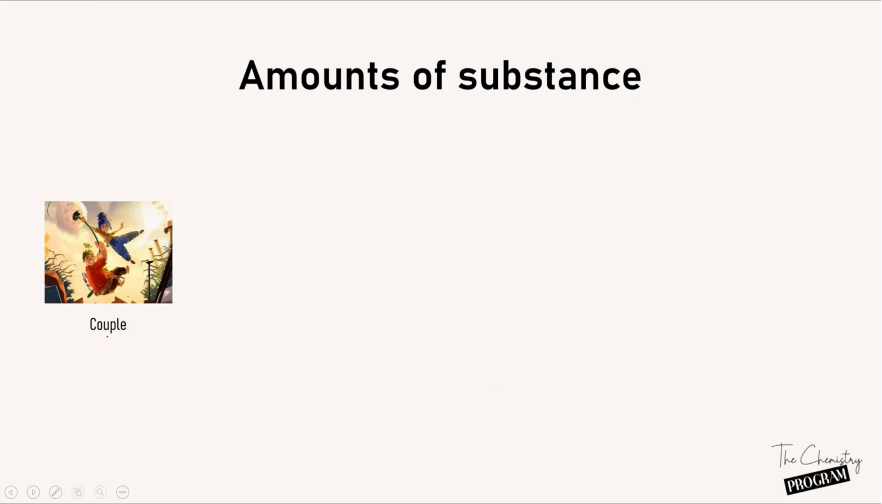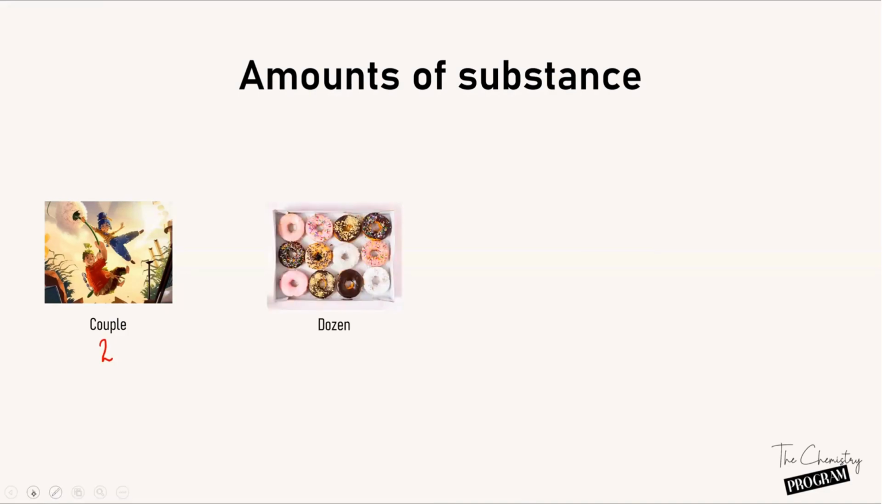The word couple, for example, refers to two things, whether that be two people, chocolate bars, or atoms. The term dozen refers to 12. So if I have a dozen donuts, I know I've got 12 donuts. A million translates to 1 times 10 to the power of 6, or could also be written as 1 followed by 6 zeros.